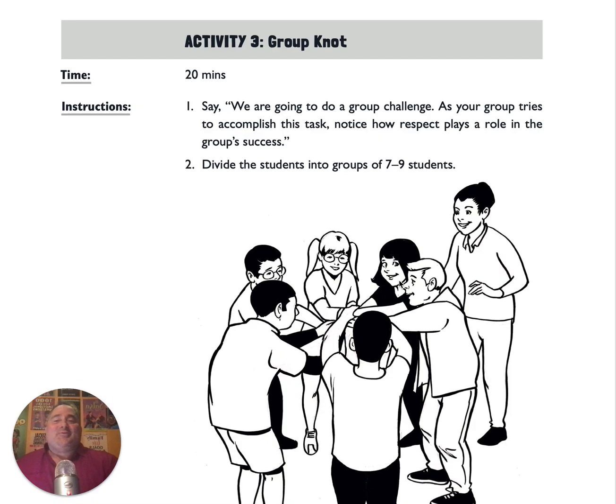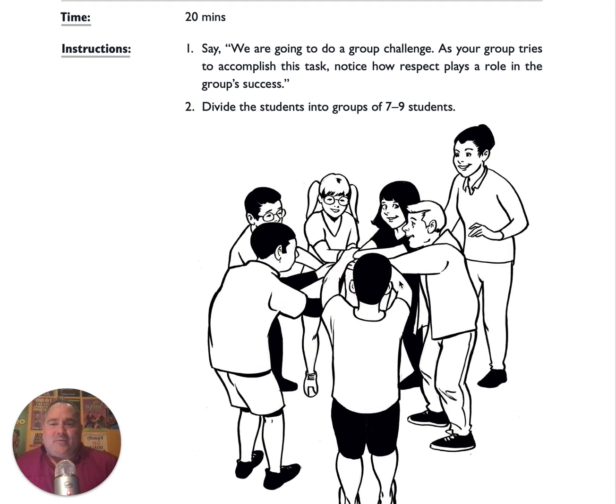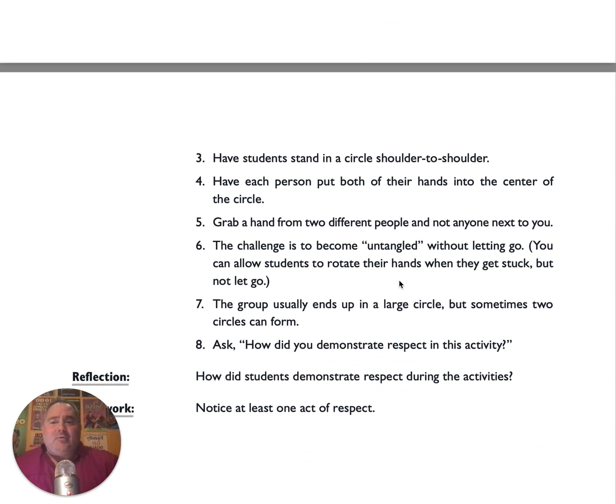All right, divide the students into groups. There's 7 to 9 students here. I think there are only 6 here. I guess you can do it in 6 as well. Have students stand in a circle shoulder to shoulder. Have each person put both of their hands into the center of the circle. Grab a hand from 2 different people and not anyone next to you. The challenge is to become untangled without letting go.